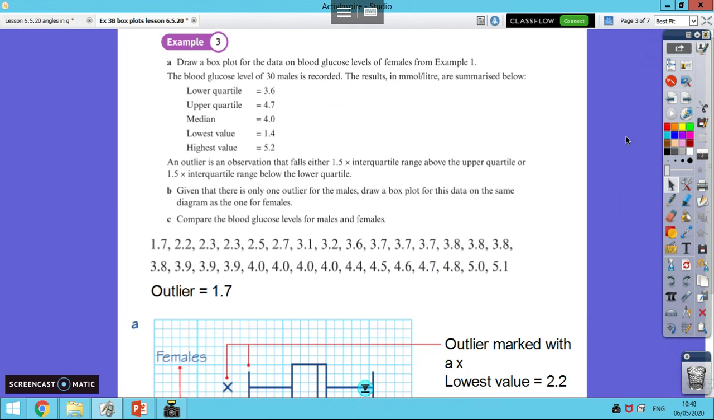Okay, so here's your first example. Now this is from the book, and it uses data from example number 1 as well. So the blood glucose levels of the females from example 1, which I have copied and pasted and put here, so we don't have to turn back and forth. The first one says, draw a box plot for the data on blood glucose levels of the females from example number 1. That's your part A.